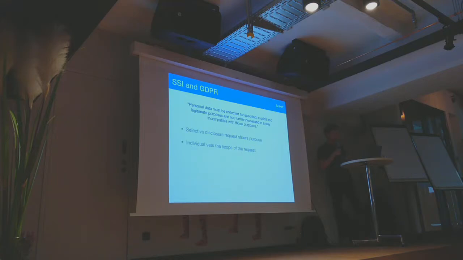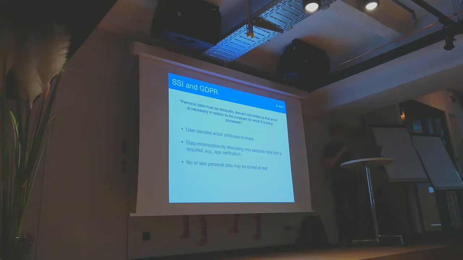The next one is about purpose limitation. In every selective disclosure request, when you share data, you can easily include a purpose. The purpose will then be displayed to the user, and so the user will be able to vet the scope of the request.